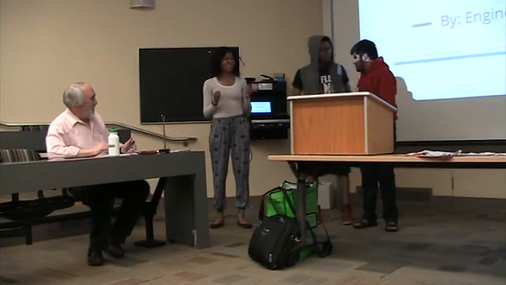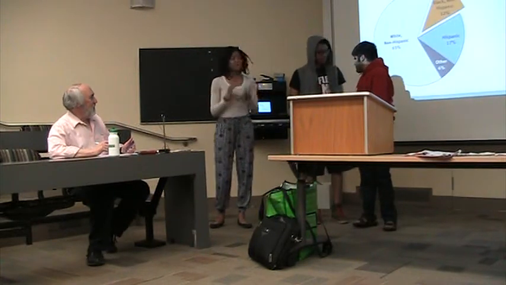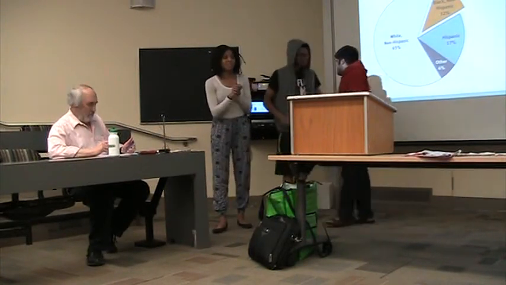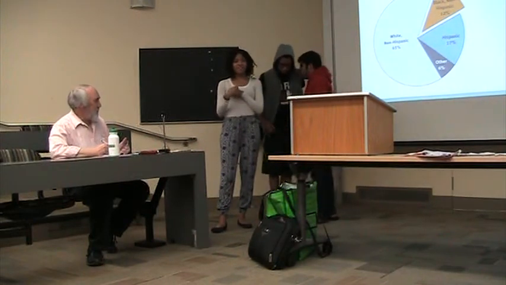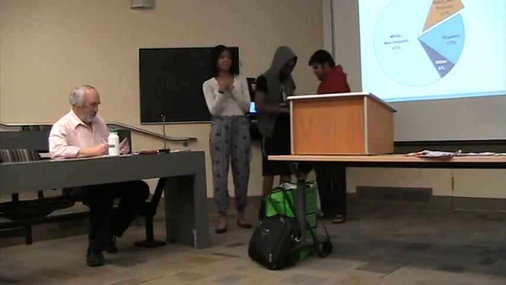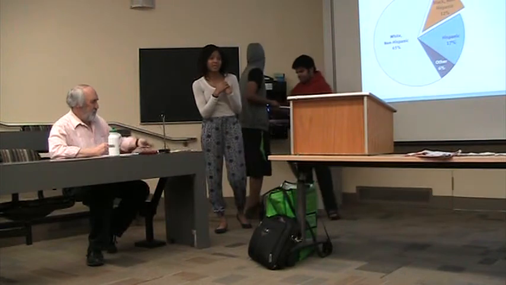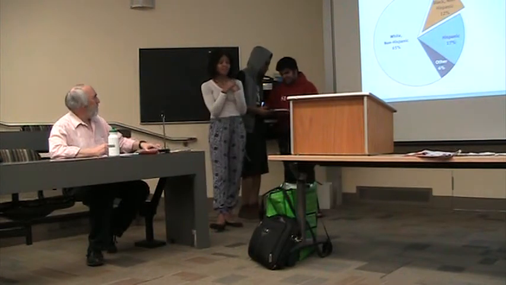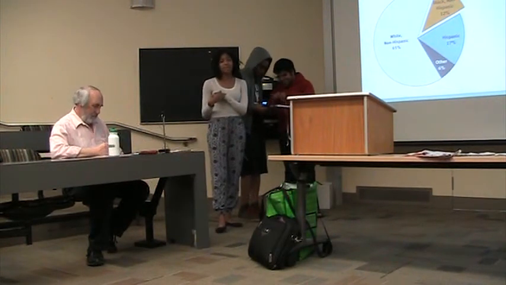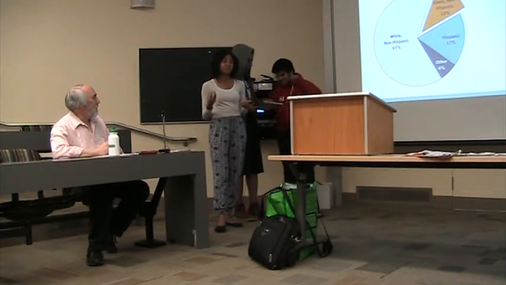And we're Team Engineering Empathy. So to begin, we wanted to reiterate the problem we're trying to solve. Right now in the United States, 42 million people in the population are African American. And of this population, African Americans are 20% more likely to report having serious psychological distress.